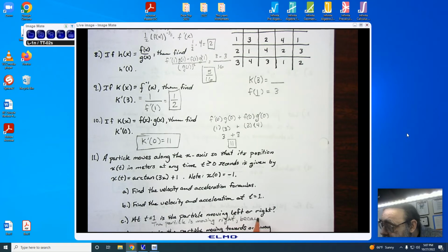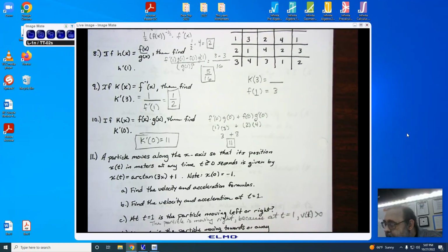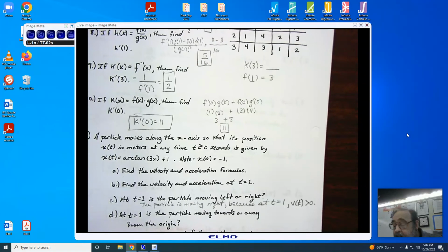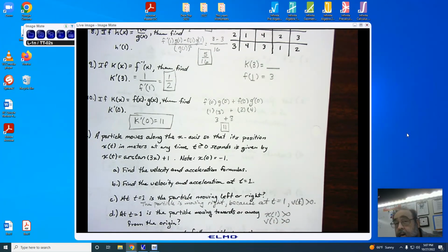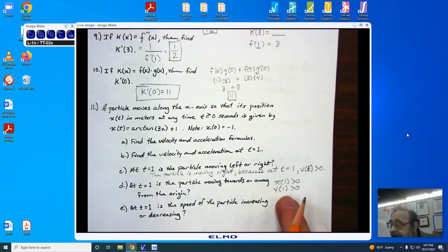This is because the velocity was positive. Because at t equals 1, v of 1 is greater than 0. A positive value means moving to the right. Now we go to D. This is where we need to know that our x of 1 was greater than 0, and we know that our velocity at 1 is greater than 0. Therefore, the particle has to be moving away from the origin because the velocity and the position at 1 are both positive, or have the same sign.